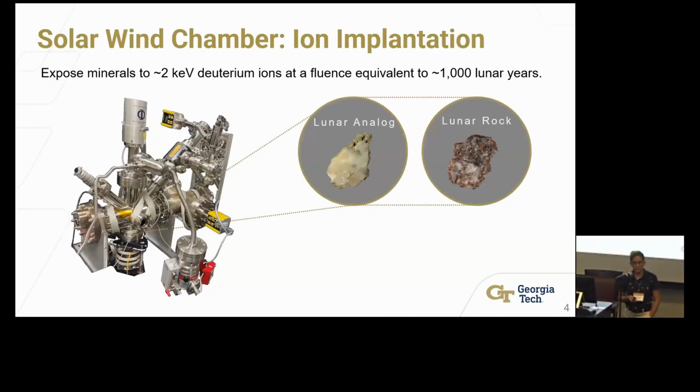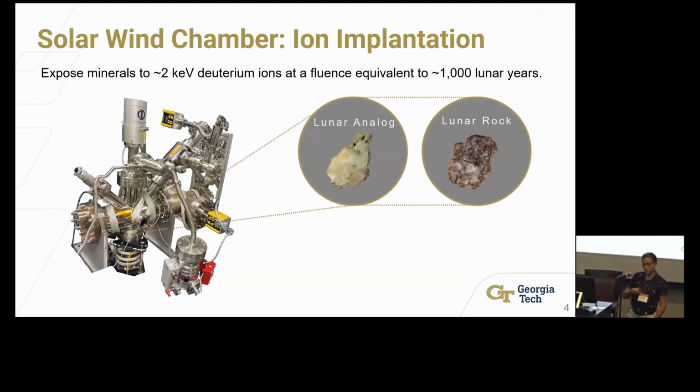We plan to address this question by doing laboratory solar wind exposures, where we plan to implant a mineral with deuterium ions, which allows us to figure out the difference between the implanted ions and the native hydrogen within the mineral. We expose minerals to around 2 keV deuterium ions at a fluence equivalent to 1,000 lunar years, which is roughly the time for lunar soil turnover.